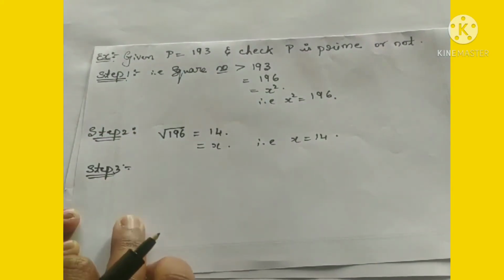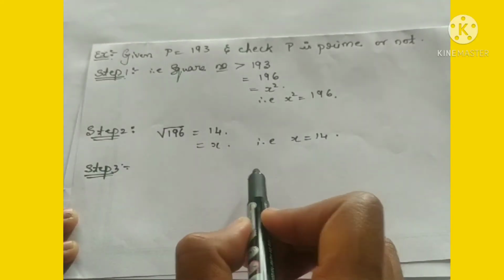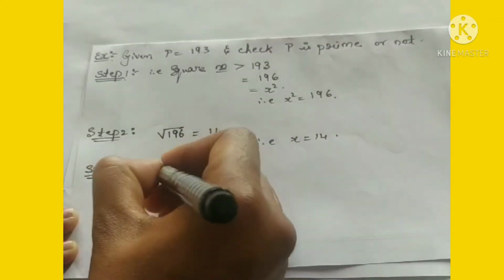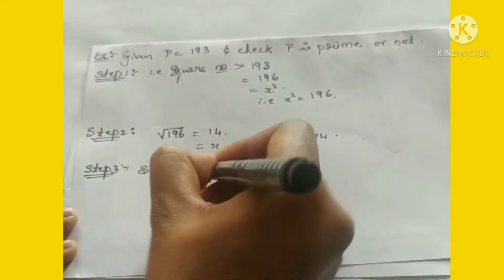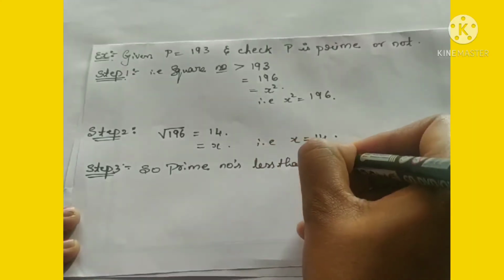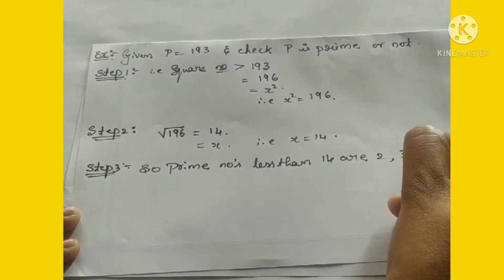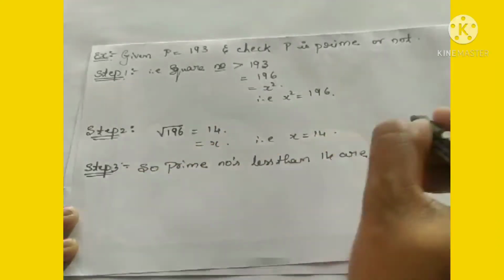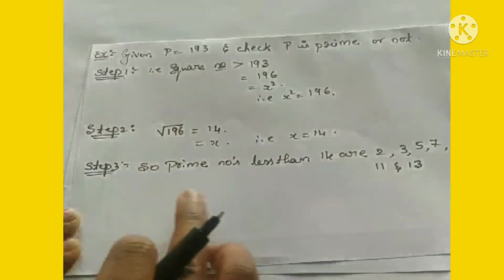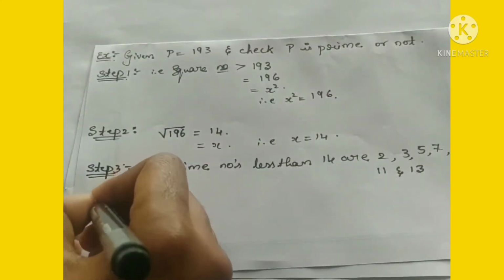Step 3 says that we have to take all prime numbers less than x. It means we have to take prime numbers less than this 14. So prime numbers less than 14 are 2, 3, 5, 7, 11 and 13. These are the prime numbers which are less than 14. Next, step number 4.